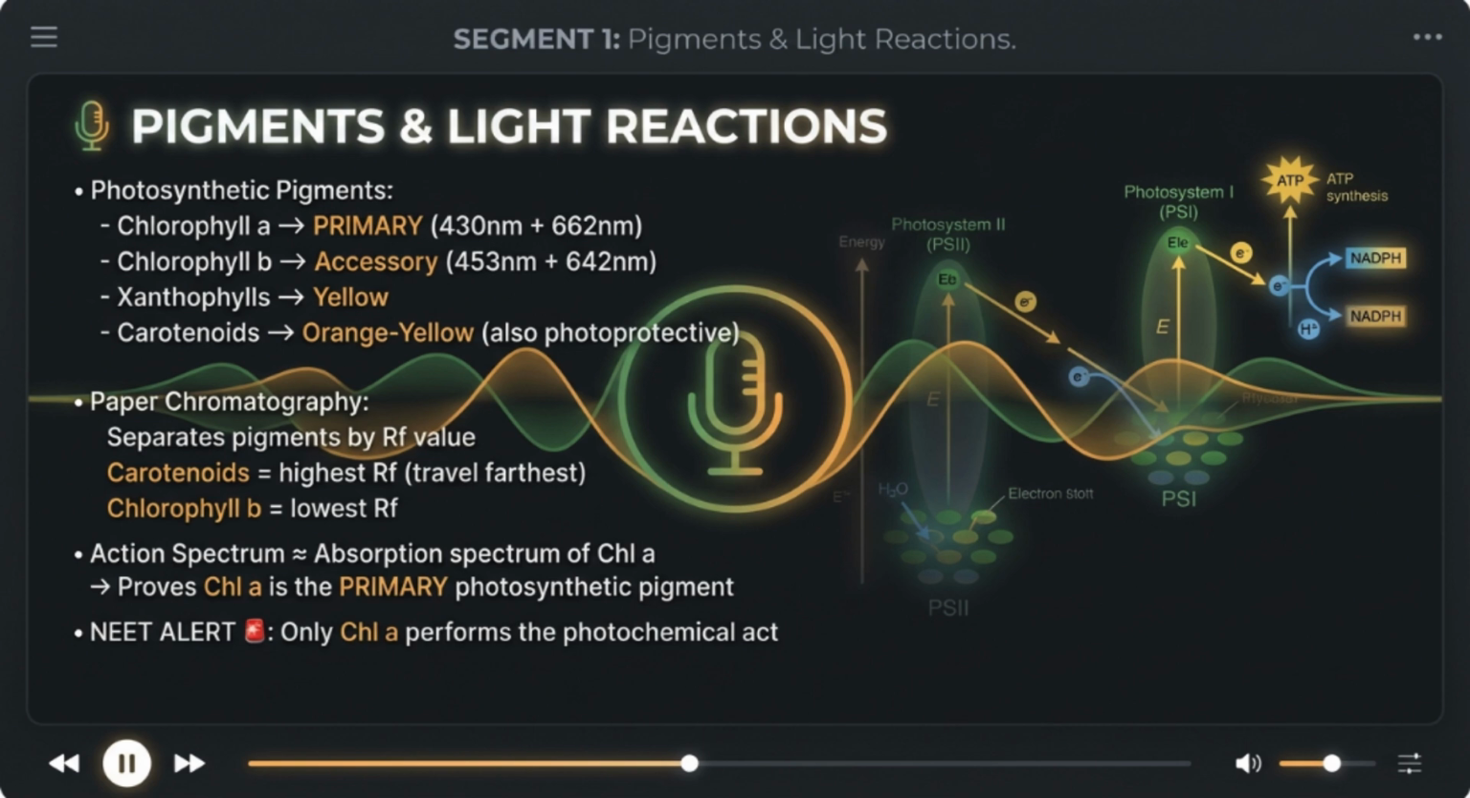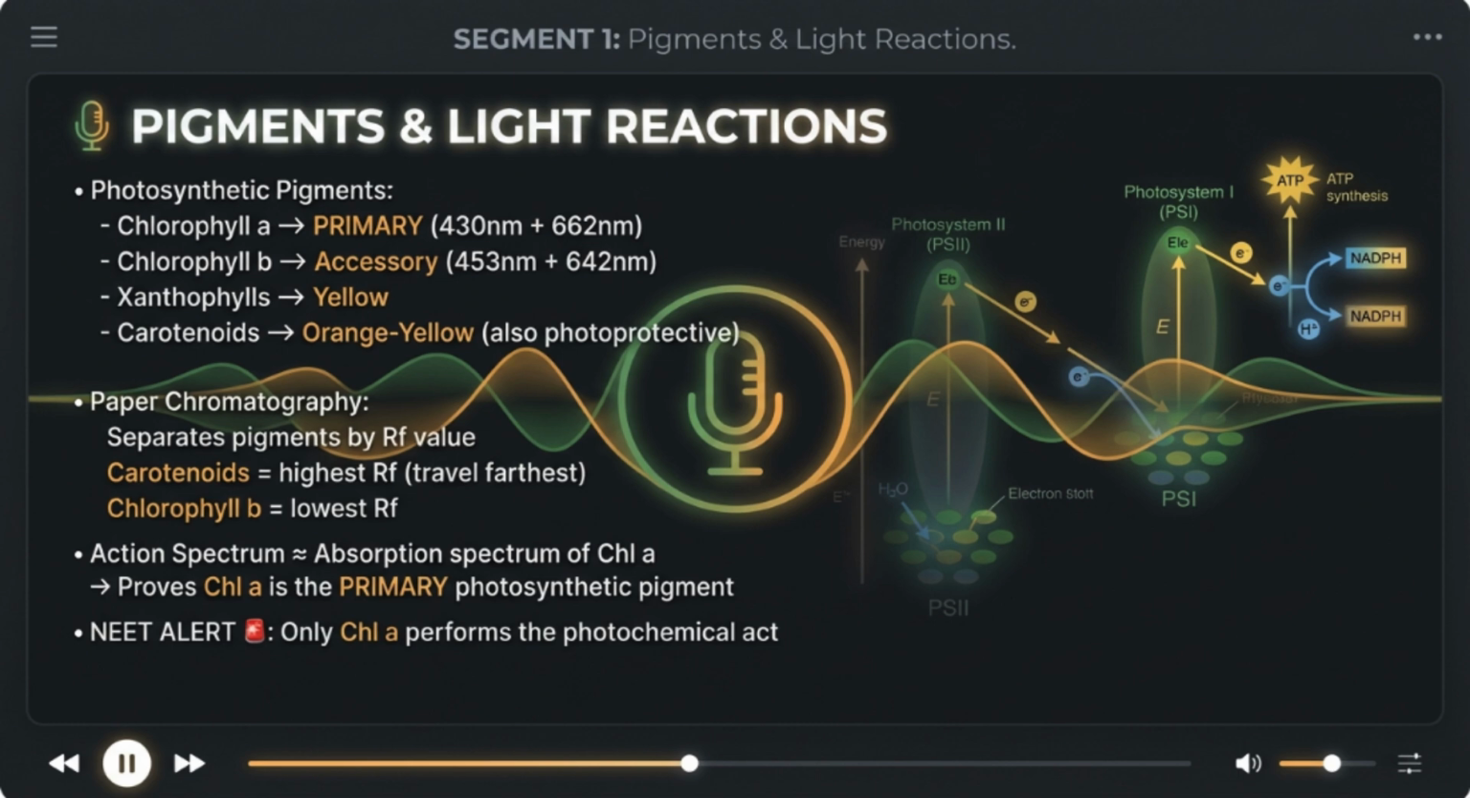Now, paper chromatography. This is the technique used to separate these pigments. The pigments travel up a chromatography paper at different rates based on their solubility. Carotenoids are the most soluble and travel the farthest, highest RF value. Chlorophyll B is the least soluble and stays lowest, lowest RF value.